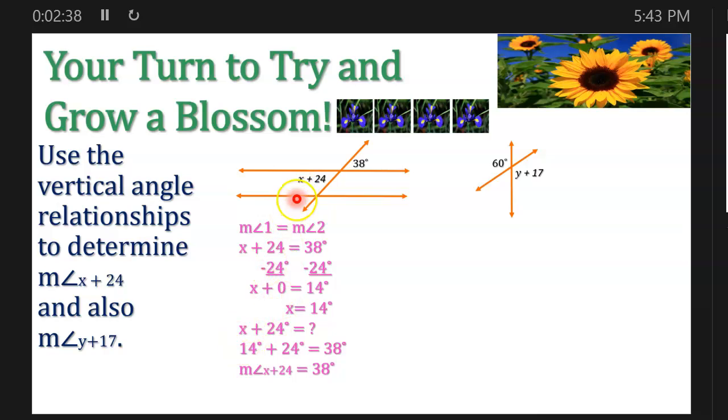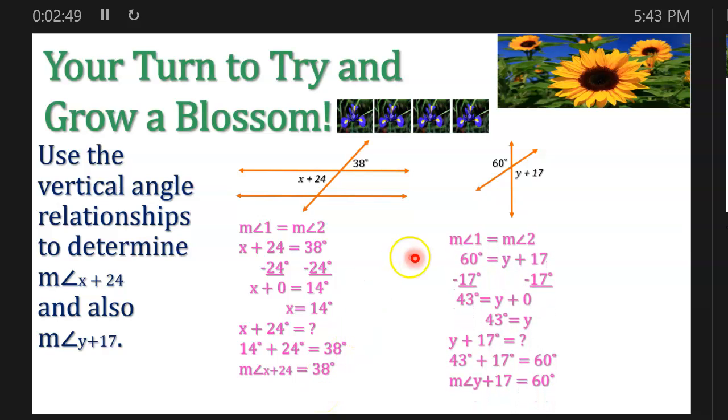So then you're going to add that 14 back into this angle, and 14 plus 24 is going to give us 38 degrees. So the measure of angle x plus 24, this angle here, is 38 degrees. On the second one, make the angles equal to one another. This time we're going to subtract 17 on both sides. Y is 43. Add that 43 back in to get that angle, 60.